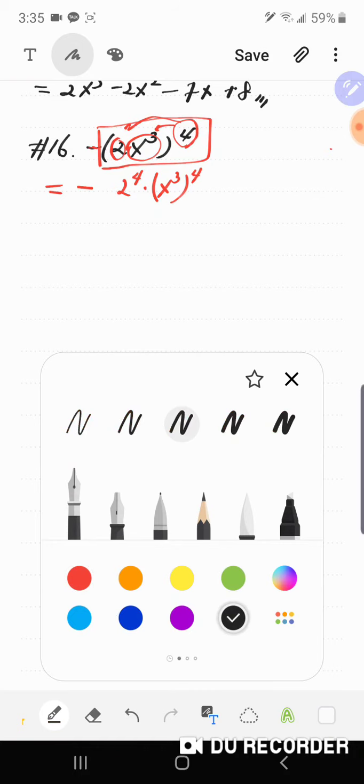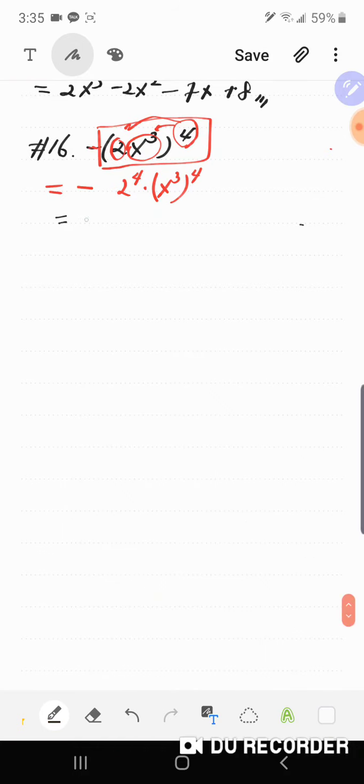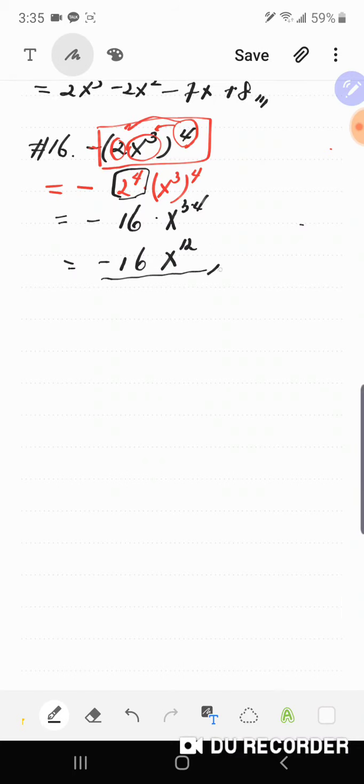Okay, then this is equal to negative, still outside. 2 to the 4th power is 16. And this one, we can just multiply the exponents. Power to another power, so 3 times 4. Then that is negative 16 x to the 12th power. So this is the answer.